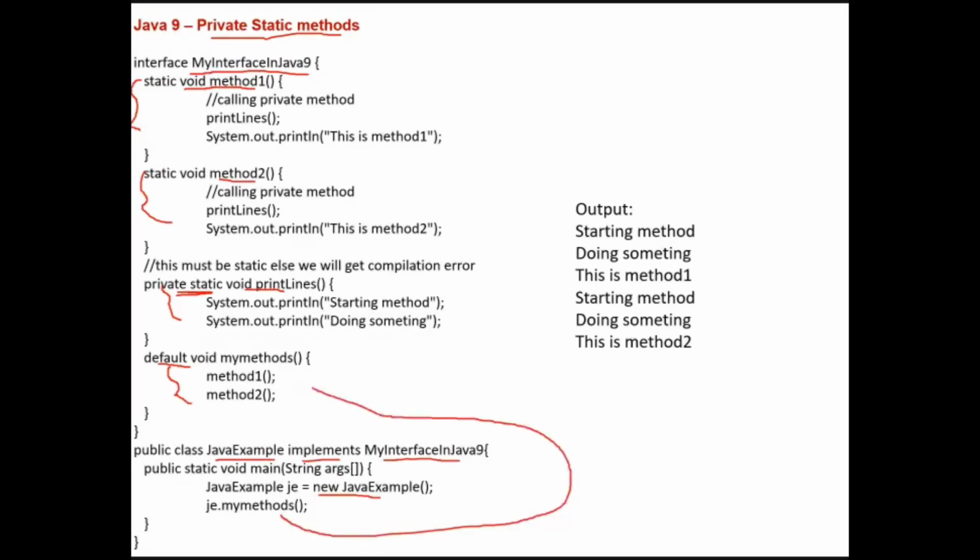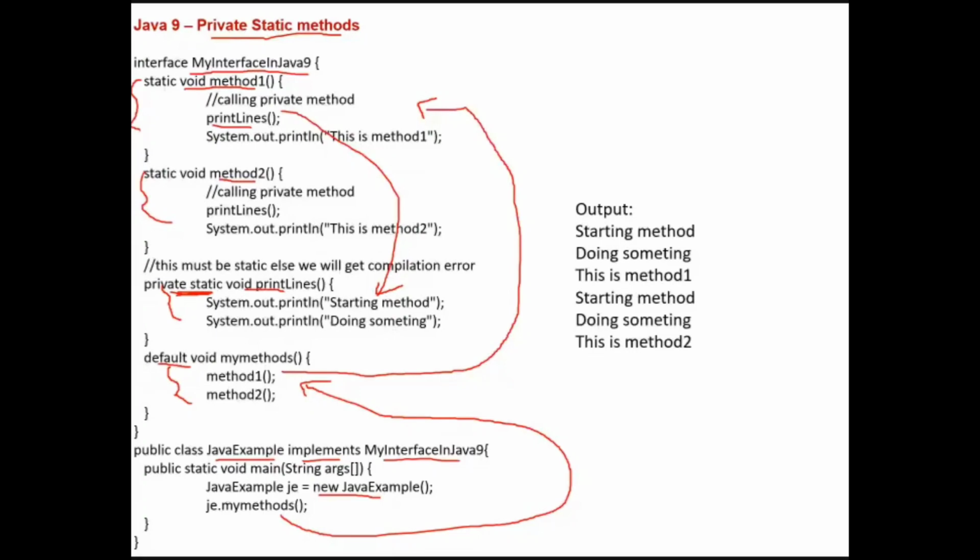So control will come to here. From the default method, I can call the static method. First, I'm calling the first static method, M1, method 1. So control will come to here. Now from this static method, I can call the private static method. So next control will come to here, and then it will print "starting method doing something".